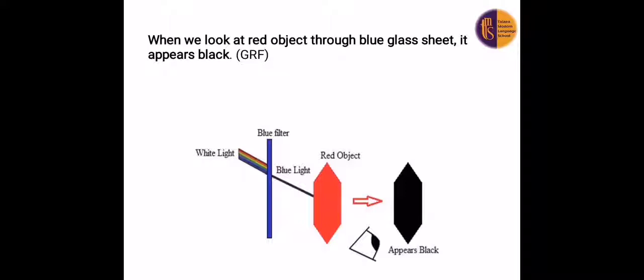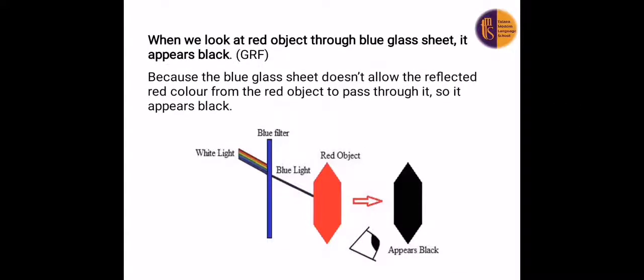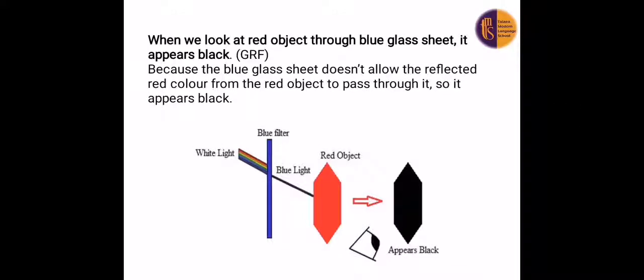Again, we look at a red object through a blue glass sheet. The white light falls on the red object, and the red object reflects only the red color, and the blue glass sheet doesn't allow the red color to pass through it, so we will see the object with black color.